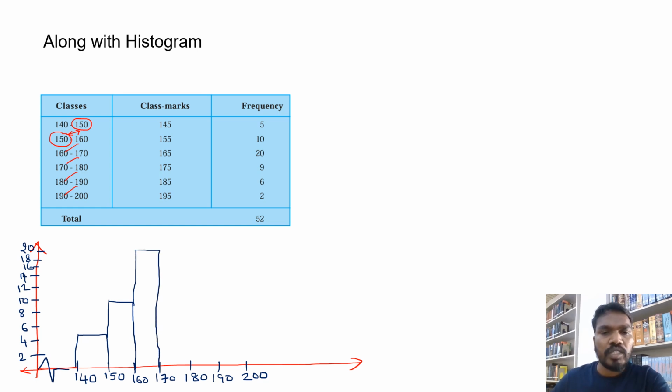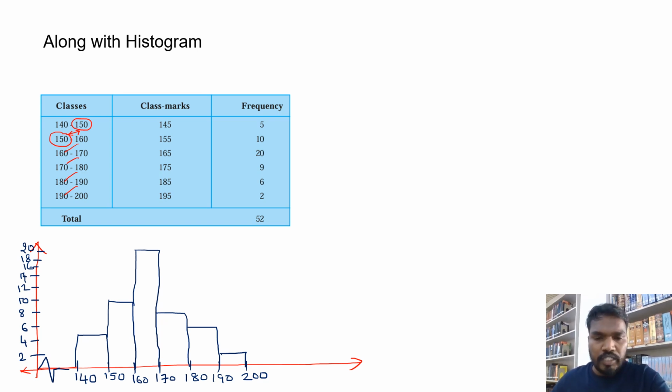So this is 20, and then 9. So 9 will be here. This is 9, and then we have 6, just above 5. This is 6, and then we have 2. Okay, so this is a histogram, right?